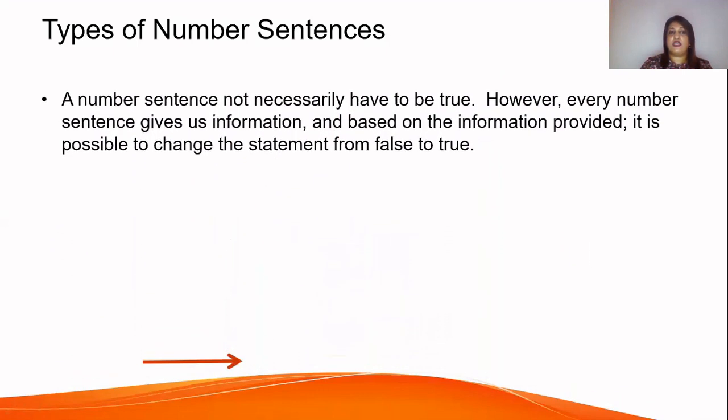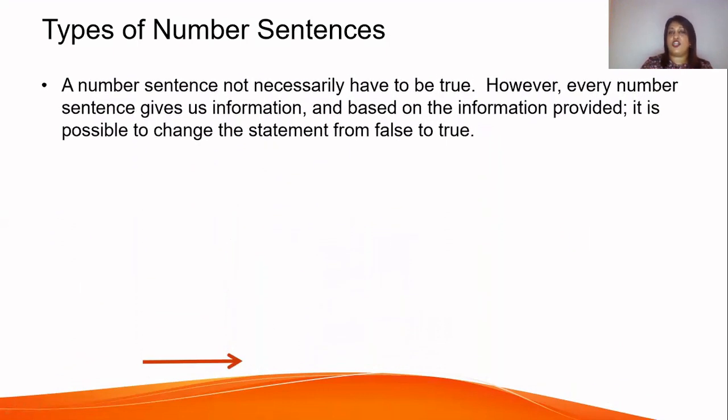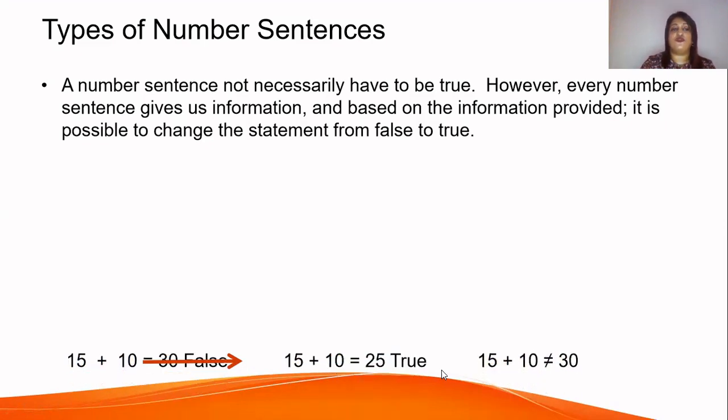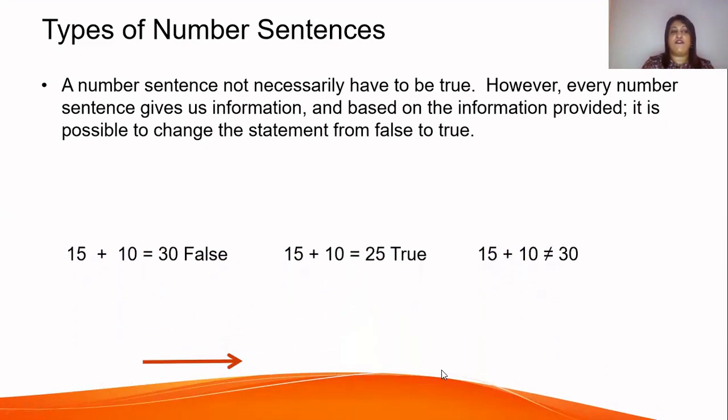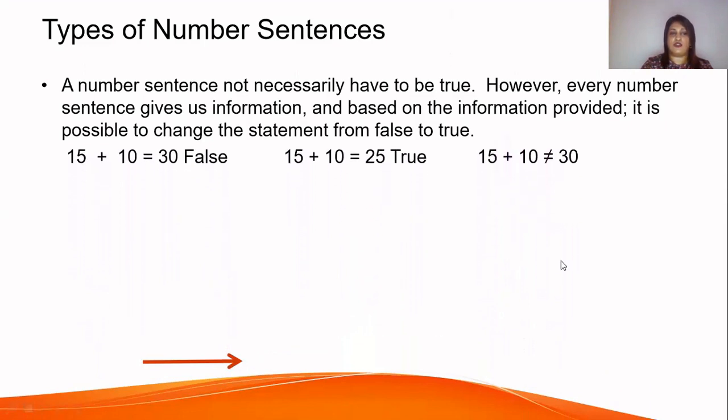A number sentence, again, we said does not necessarily have to be true. Every number sentence gives us information, and that's how we will identify what type of number sentence it is. And based on the information provided, it is possible to change the statement from false to true or true to false. For example, 15 plus 10 is equal to 30. Now, if I add 15 to 10, am I going to get 30? Think about the answer. No, it's going to be 25.